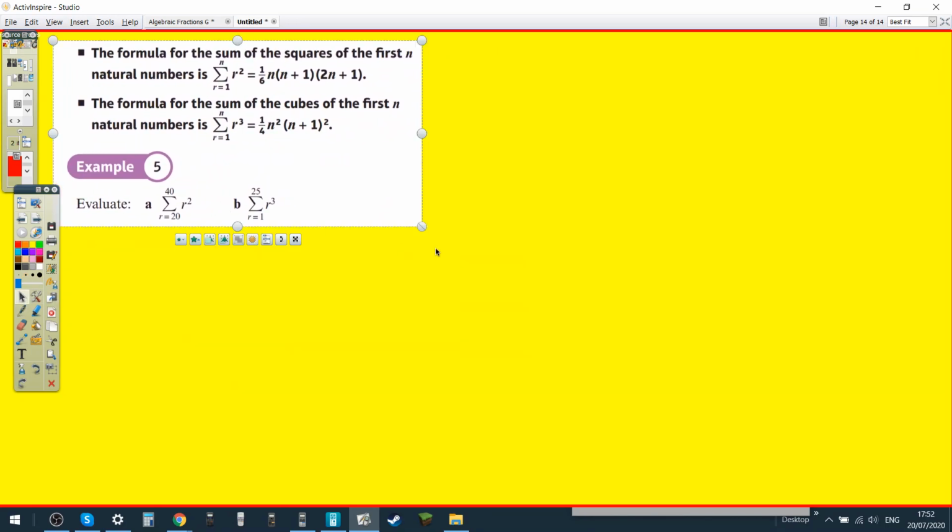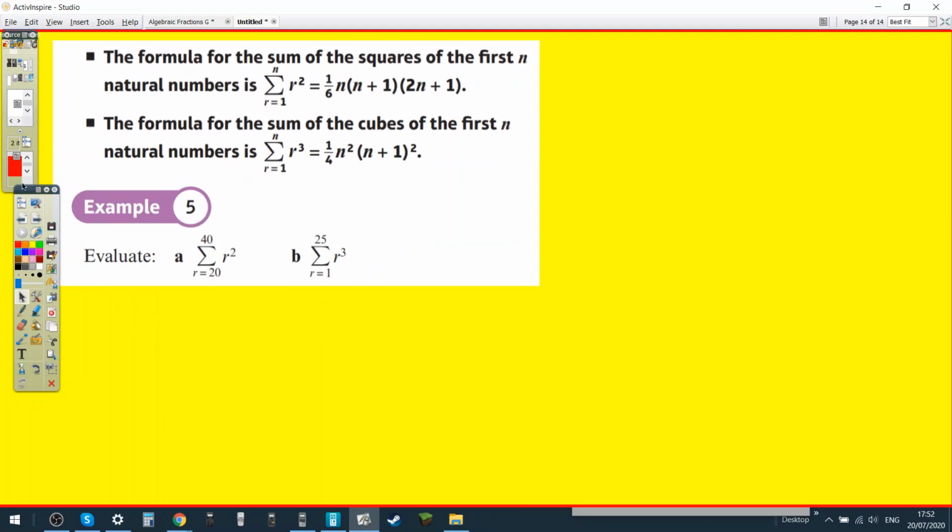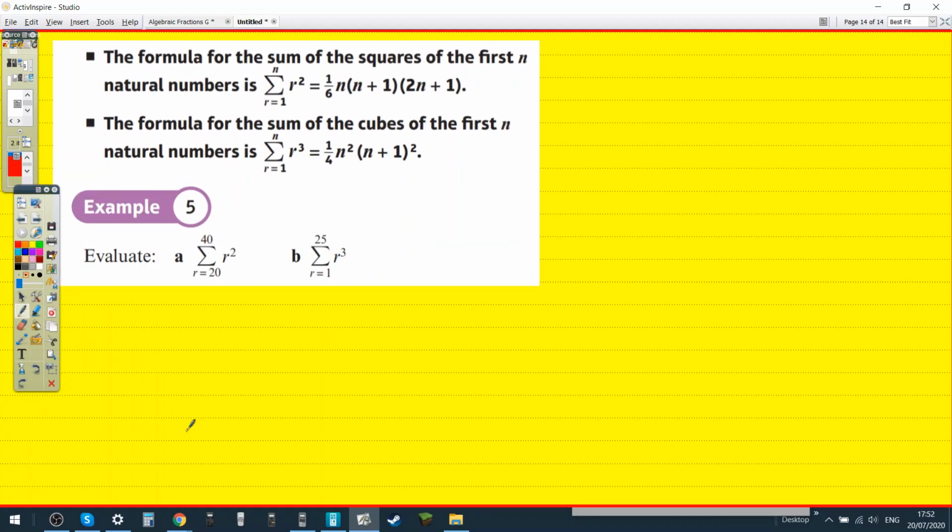So you just put 40 in the formula and then you do minus 19 for the first one. So 1/6 times 40 times 41 times 81, minus, I think the whole thing should be in brackets, but BIDMAS. Yeah, 1/6 times 19 times 20 times 39.